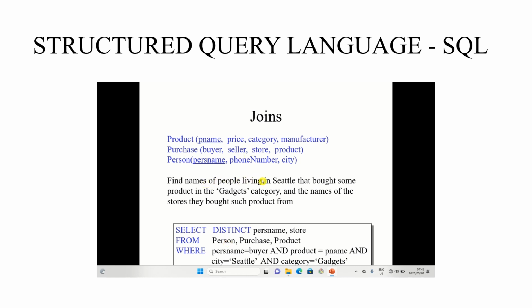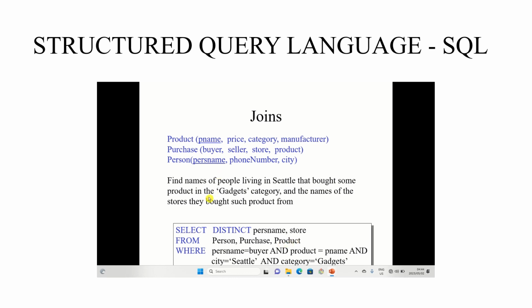Find names of people living in Siakli. Siakli. Is this the name of a country? No. This is the name of a city. City belongs to person. Person is already there. It's fine. That bought some product. Product. You'll buy it from the product table. So put product table down here immediately.